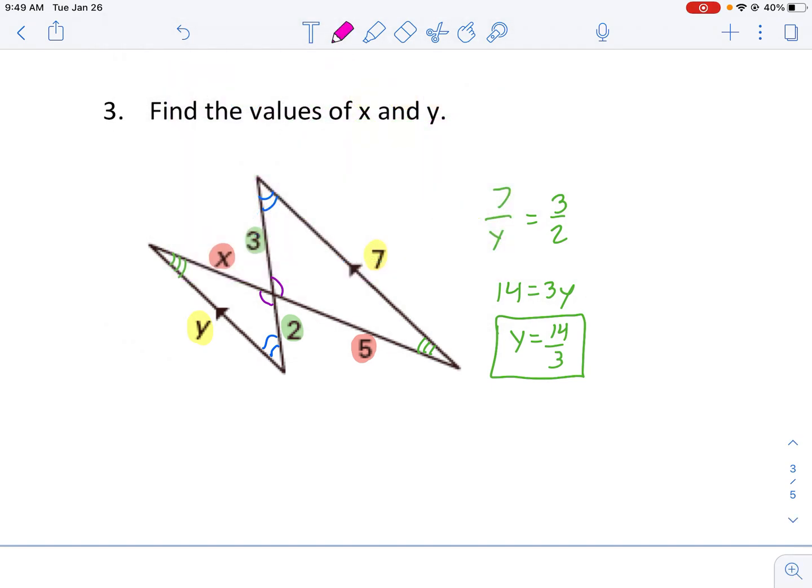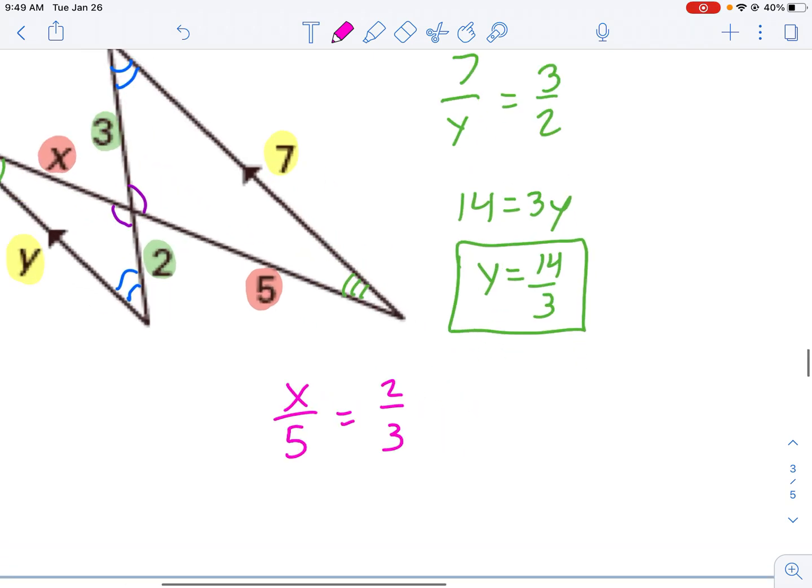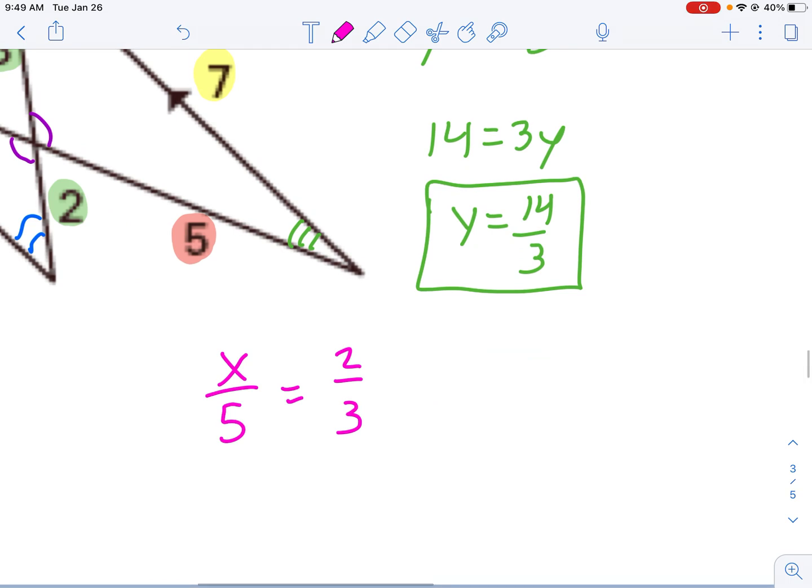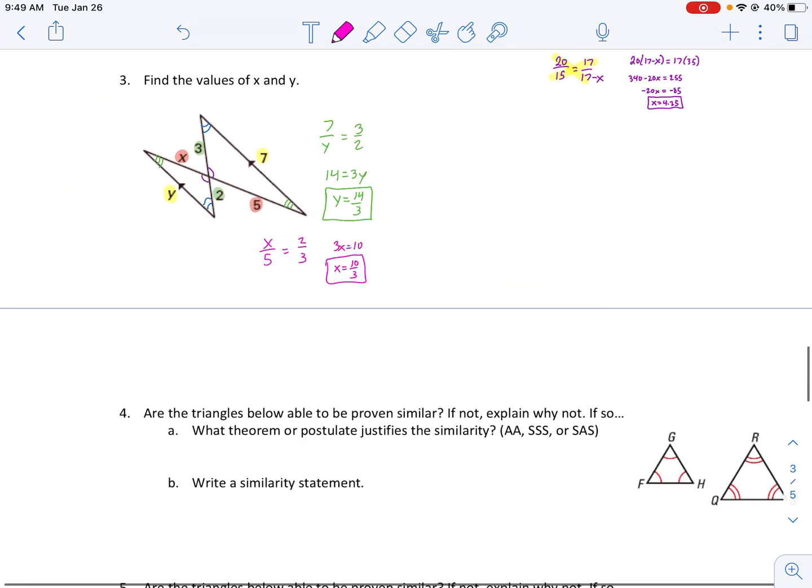And then let's do x over 5. So I did the small triangle first, equals 2 over 3. So make sure that if x is on top here, then I need to use the same triangle side on top. So that's why I put 2 on top over here. And now you can cross multiply if you like to do it like that, and you get 3x equals 10, and so x equals 10 thirds. Okay.